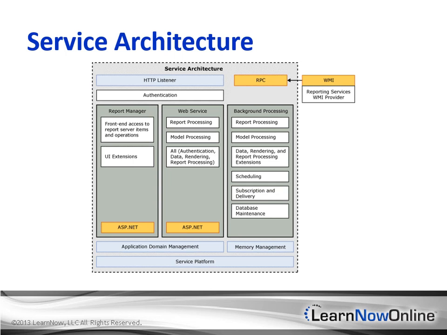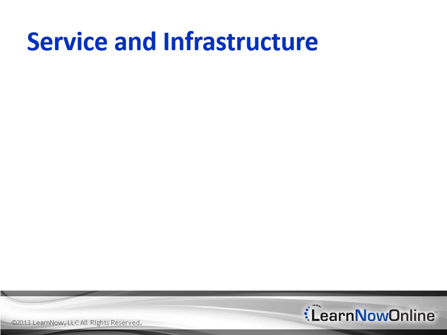Each of these three areas are enabled by default, but you can configure each separately and turn them off if you aren't using them. Now, Microsoft categorizes the reporting services architecture into four categories: service and infrastructure, report manager, the report server web service, and background processing. So let's talk about the service and infrastructure.